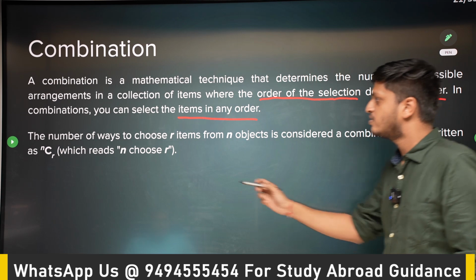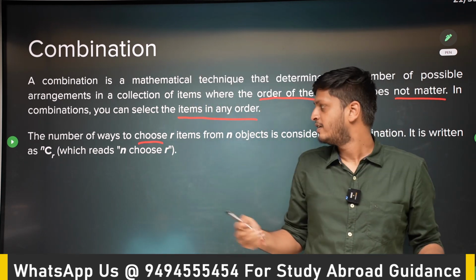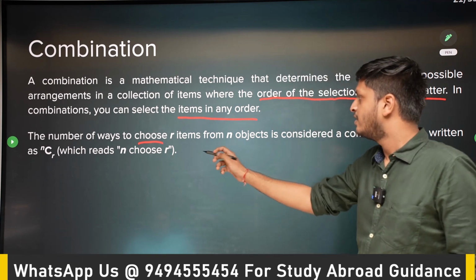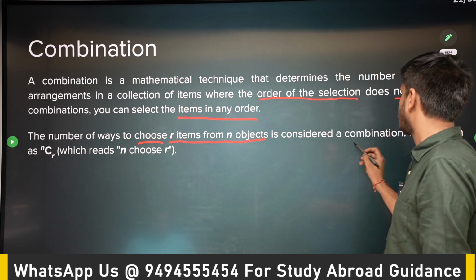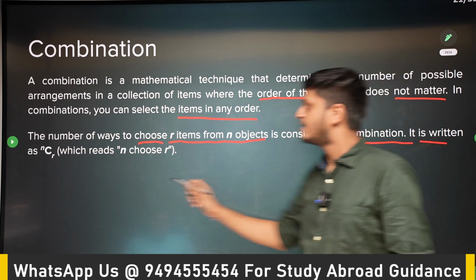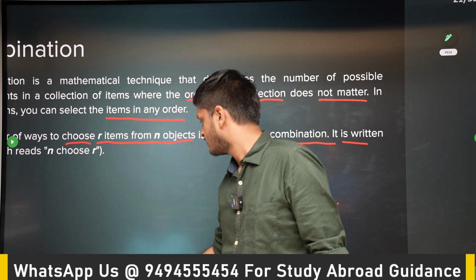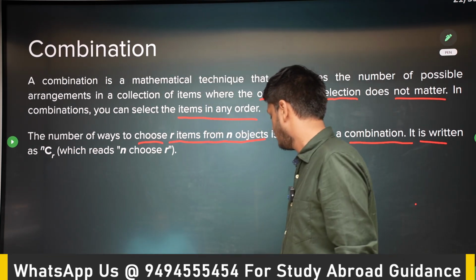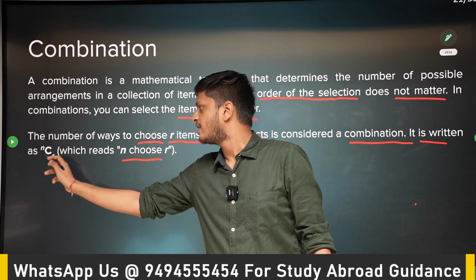The number of ways to choose, we can also call this choose. We are choosing objects, we are selecting them. That's why it is n choose R. So the number of ways to choose R items from n objects is considered as a combination. It is written as nCr and is read as n choose R. Before we had n permute R and now we have n choose R: choose R objects out of n objects.